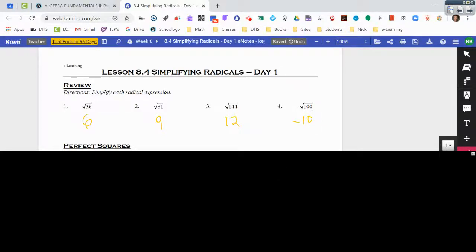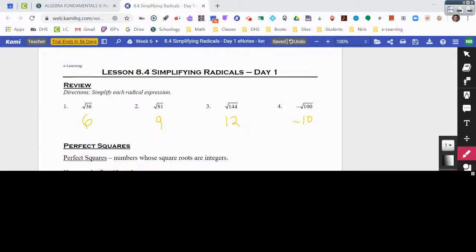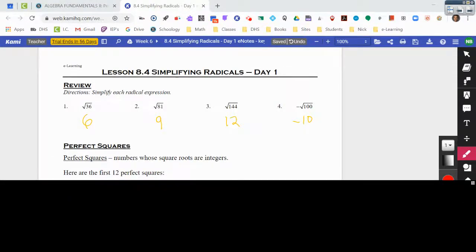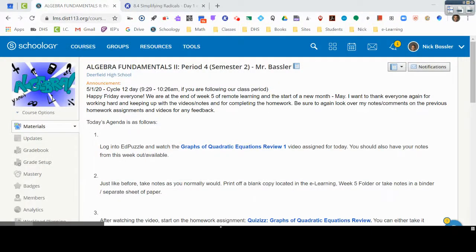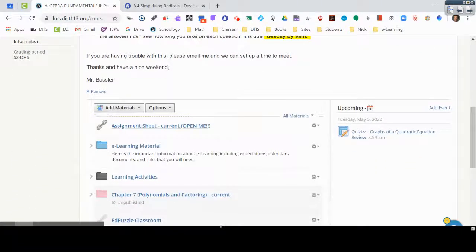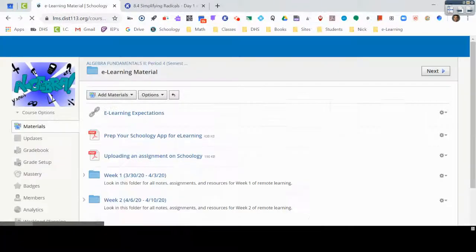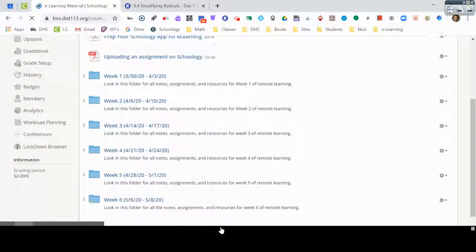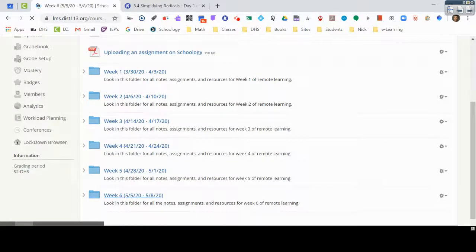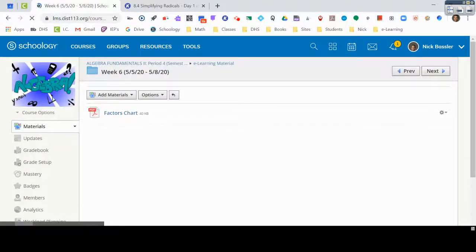So those numbers there, 36, 81, 144, 100, are known as the perfect square numbers. And perfect square numbers are numbers whose square roots are integers. So what does that mean? If we look at our factors chart here, here's another way you can look at it. We may not need to reference a factors chart, but I just want to give you an idea of where this perfect square number comes from and why these are called perfect squares.